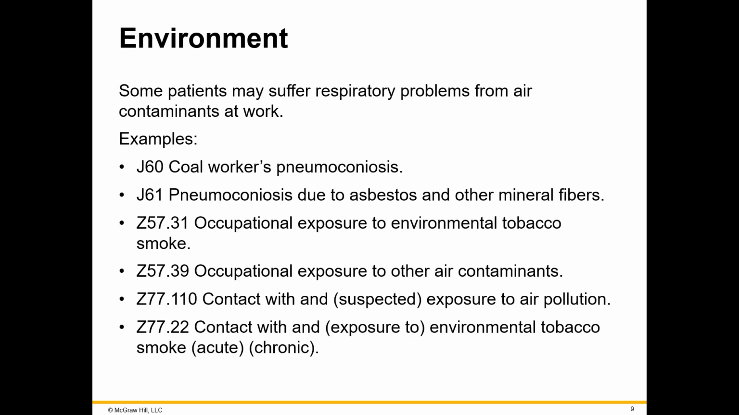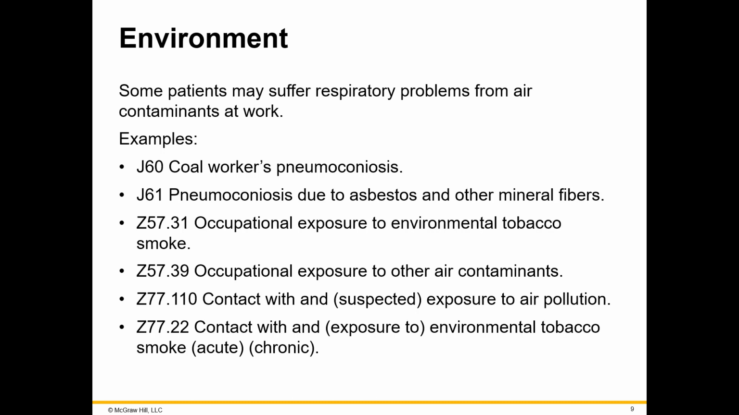Environment. Some patients may suffer respiratory problems from air contaminants at work. Examples of this would be J60, coal workers' pneumoconiosis; J61, pneumoconiosis due to asbestos and other mineral fibers; Z57.31, occupational exposure to environmental tobacco smoke; Z57.39, occupational exposure to other air contaminants; Z77.110, contact with and suspected exposure to air pollution; and finally Z77.22, contact with and exposure to environmental tobacco smoke.